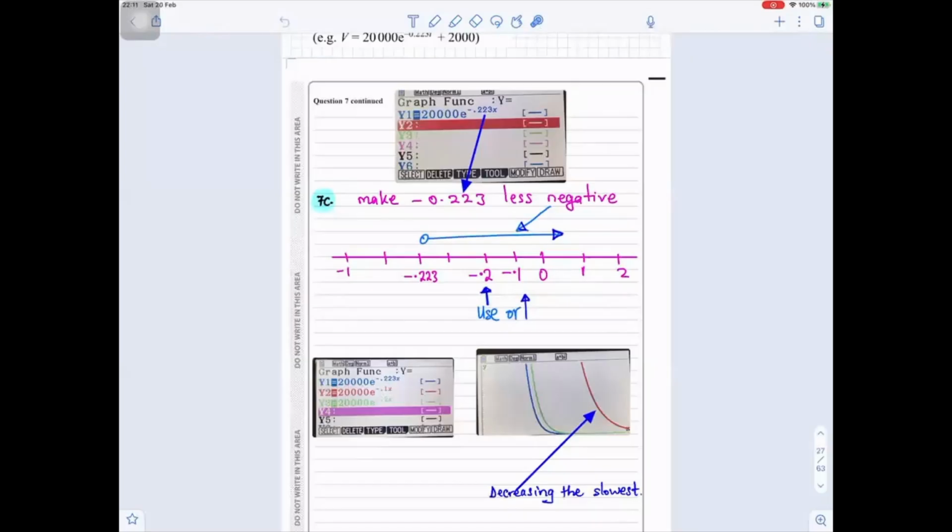And these are graphs to compare which one is steeper. This one is less steep, this one is steeper. And less negative means numbers to the right of minus 0.223. So that's part question 7C.